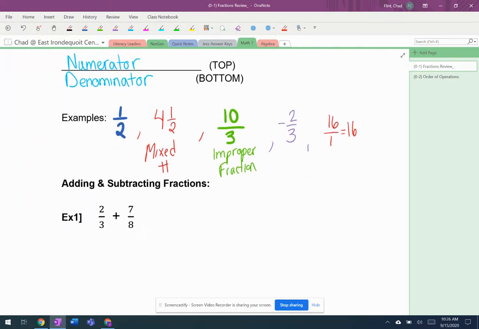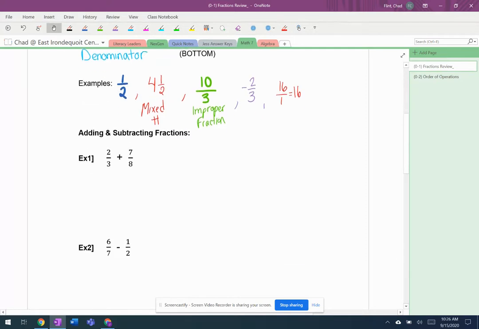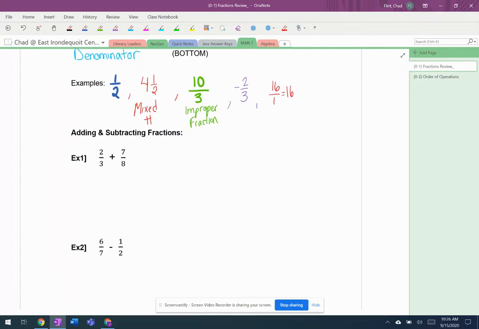All right, so now let's take a look at adding and subtracting fractions. The most important thing that you need to remember is that when you are adding and subtracting fractions, you must have common denominators. The denominators, or the bottoms of the fractions, have to be the same in order for you to be able to add and subtract them. So in our first example, example 1, we have 2/3 plus 7/8. I have a 3 in the denominator and an 8 in the denominator. Neither of those are the same.